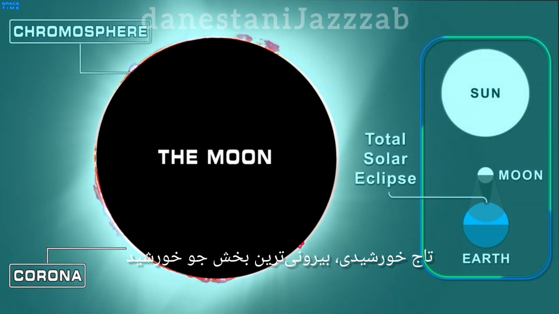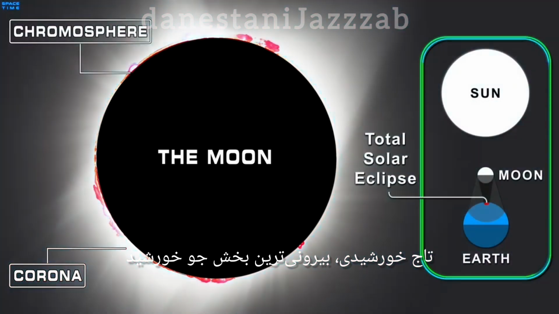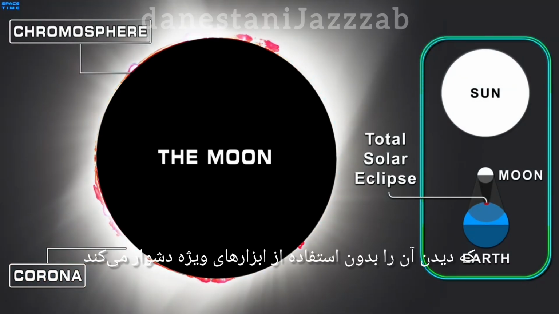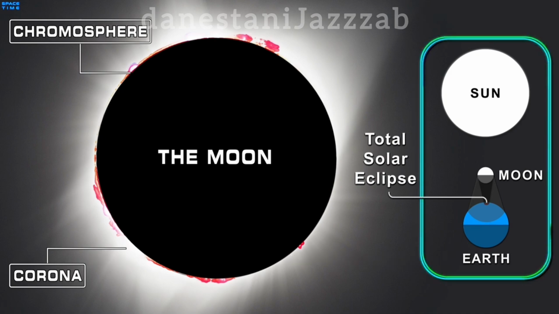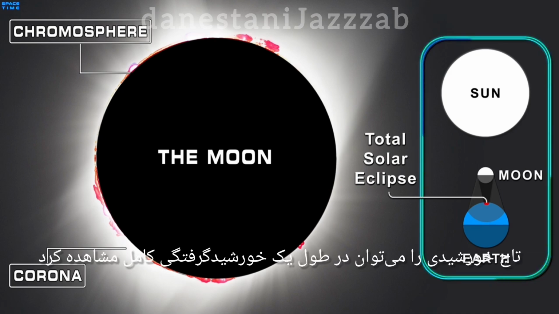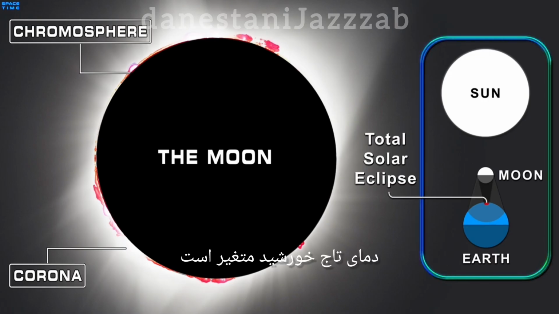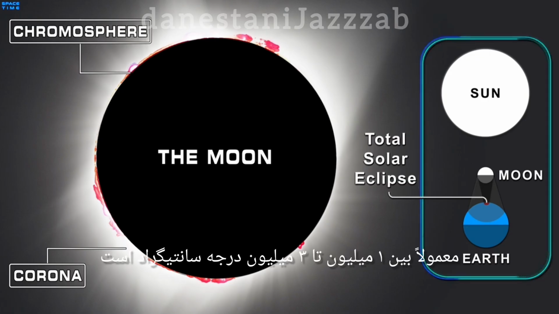The corona, the outermost part of the sun's atmosphere, which is usually hidden by the bright light of the sun's surface. That makes it difficult to see without using special instruments. The corona can be viewed during a total solar eclipse. The temperature of the sun's corona varies, typically ranging from 1 million to 3 million degrees Celsius.